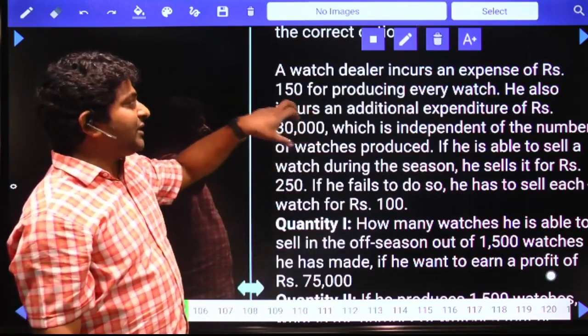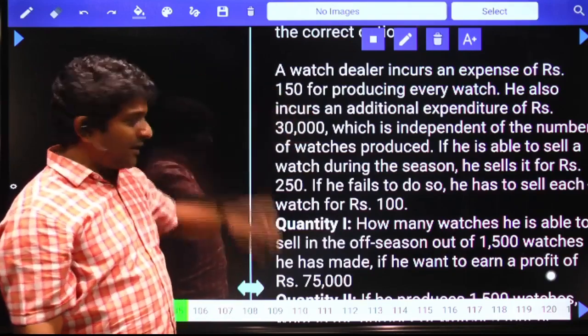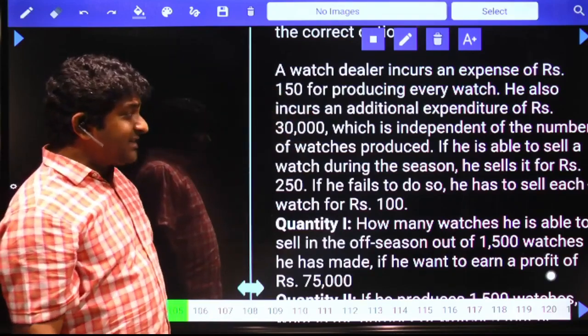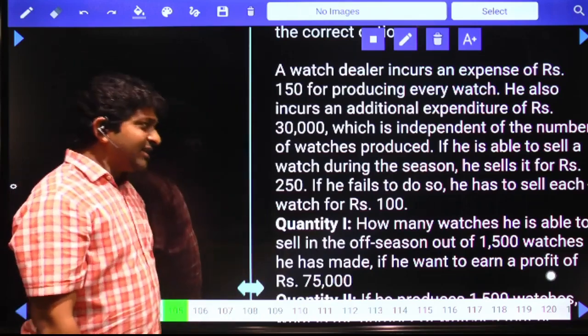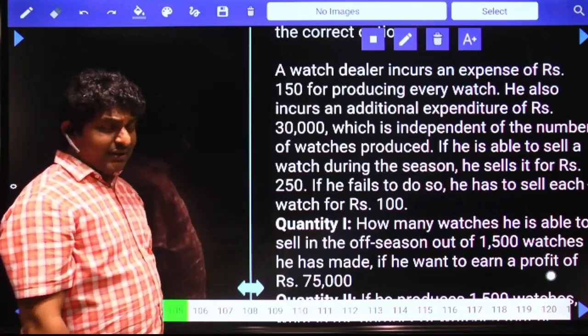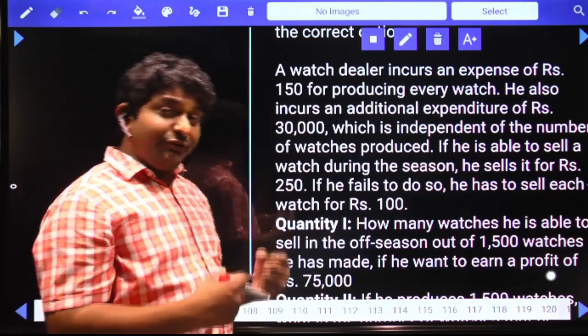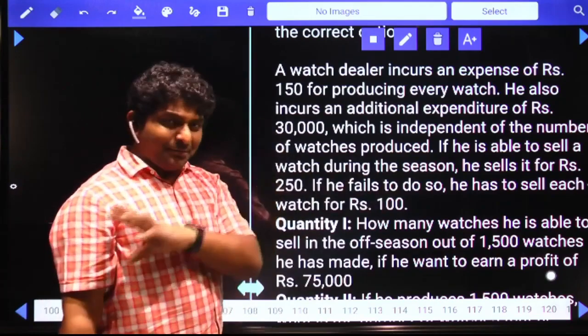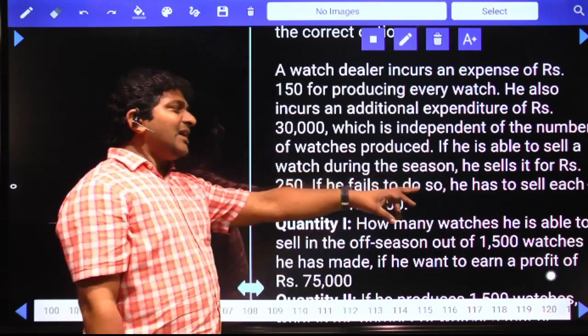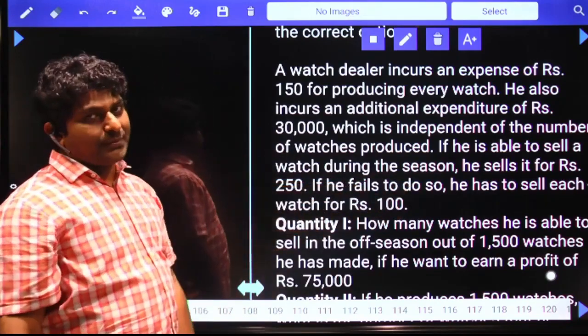ఒక్కొక్క వాచ్ కి తయారు చేయడానికి వారికి పడుతున్న ప్రైస్ 150 రూపీస్. If he is able to sell watch during the season, he sells it for 250 rupees. సీజన్ టైంలో అతను 250 రూపీస్కి వాచ్ అమ్మగలరు. If he fails to do so, సీజన్లో అమ్మలేకపోయినట్లయితే he has to sell each watch for 100 rupees.